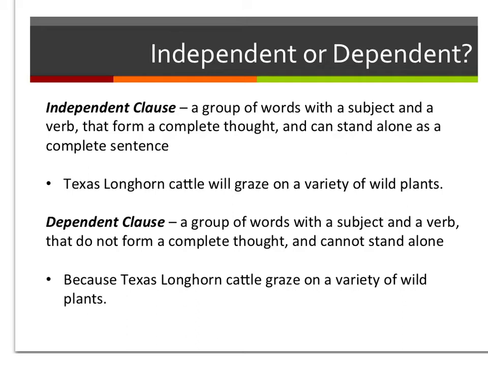The second example also has a subject and a verb, Texas Longhorn cattle, graze, but it does not express a complete thought. We are left wondering. Because Texas Longhorn cattle graze on a variety of plants, what? What happens to them? Because they graze on a variety of wild plants, they get tummy aches, they die, they live long and happy lives.